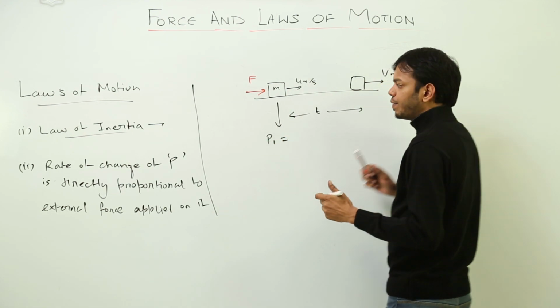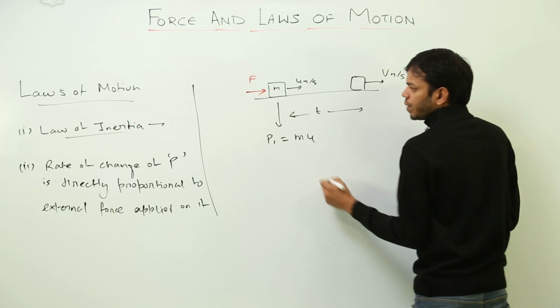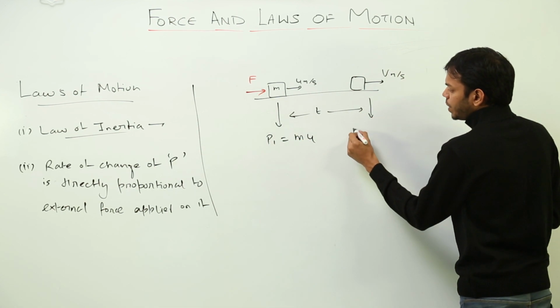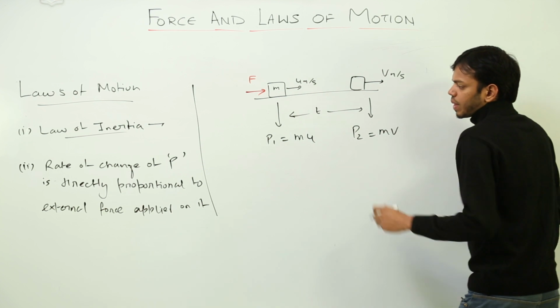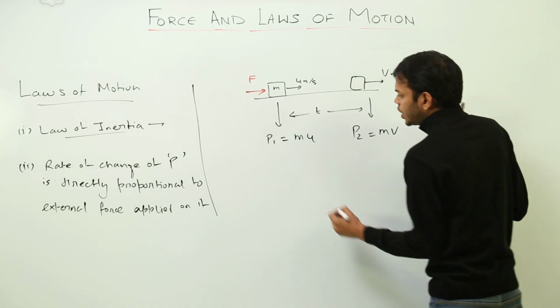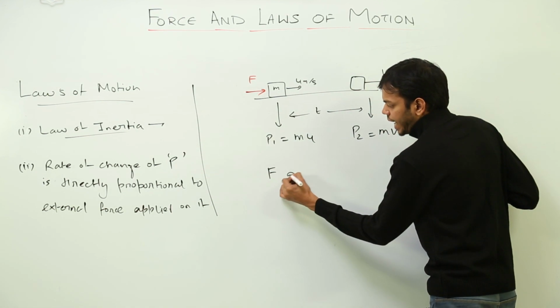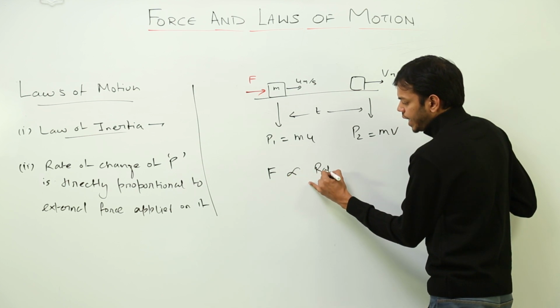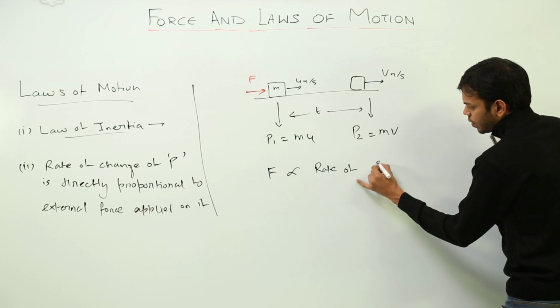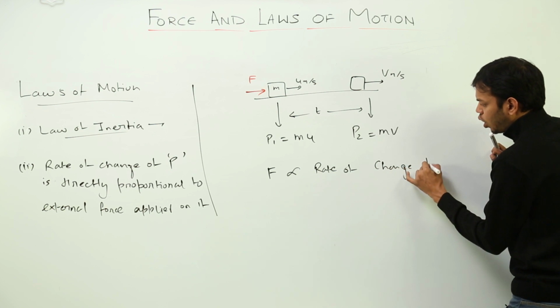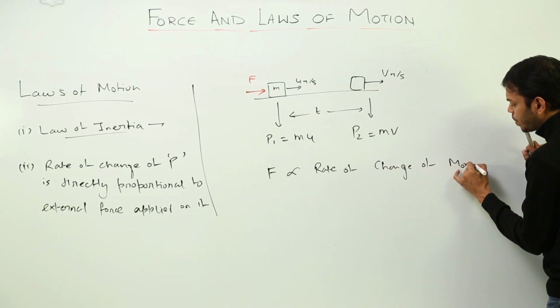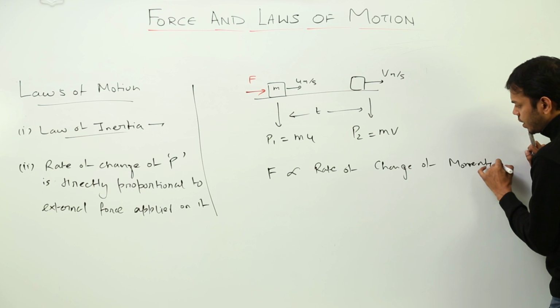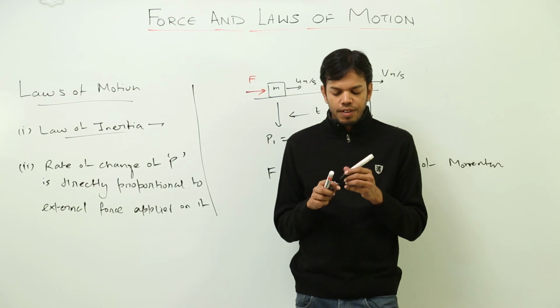Momentum is the product of mass and velocity, so it would be m into u. Whereas here momentum would be m into v. According to this law, force is directly proportional to the rate of change of momentum. How do we calculate change? Change is always done by final minus initial.